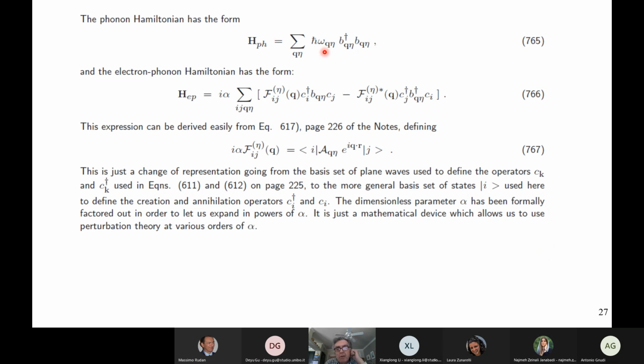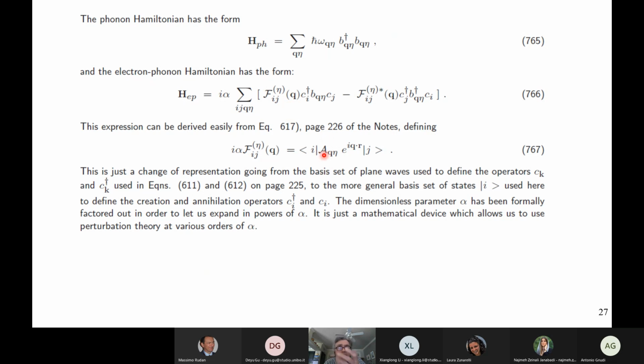The phonon Hamiltonian is the usual thing. Now, the electron phonon Hamiltonian, remember I described it in terms of the b and b dagger and the c dagger and so on. Here, I write it as the interaction terms in which an electron in state j jumps to a state i by creating a phonon, and here by annihilating a phonon: phonon emission, phonon absorption. The matrix element, or the coupling constant that I had here, is exactly what I had before.